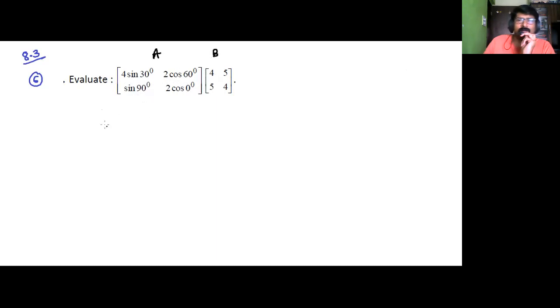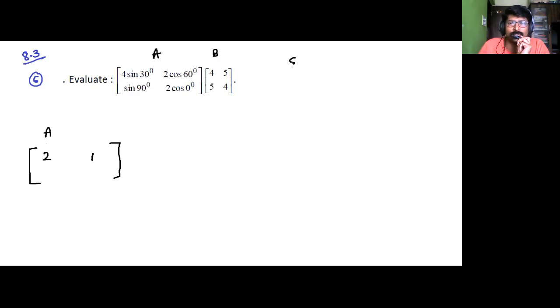Very simple, guys. How are you going to get this matrix A? Matrix A would be, so remember, always remember these trigonometric tables. So what is sine 30? Sine 30 is half. So 4 into half, it will become 2. What is cos 60? Sine 30 is same as cos 60. So cos 60 is also half. Half into 2, it will become 1. I hope you understood. Okay.